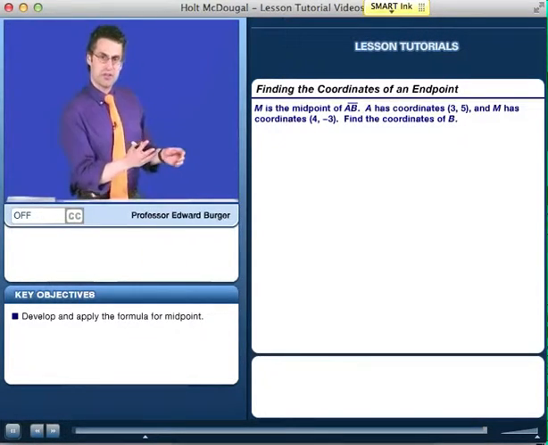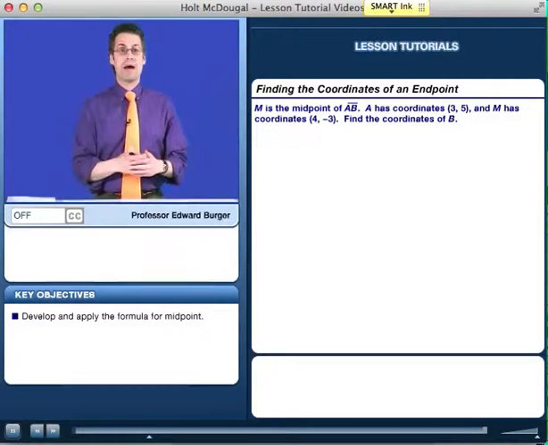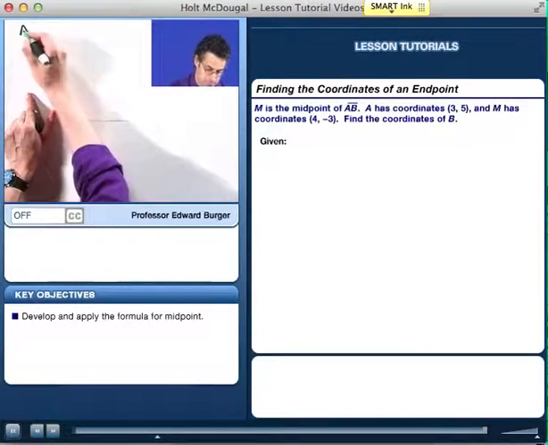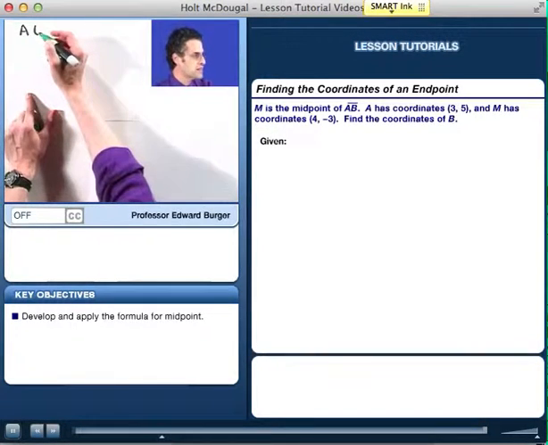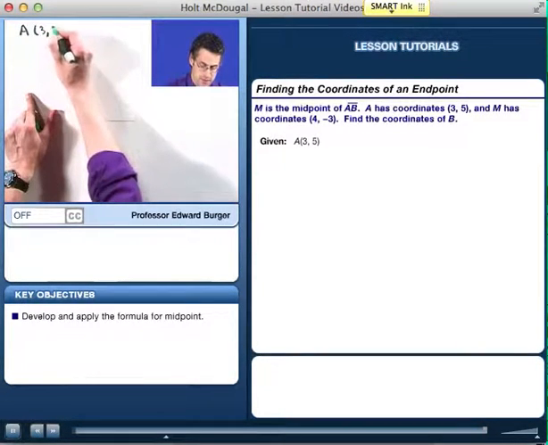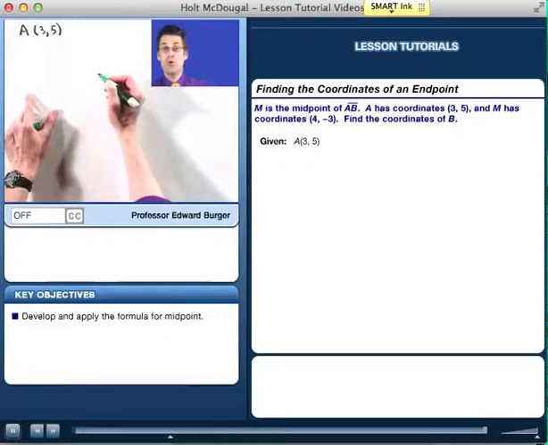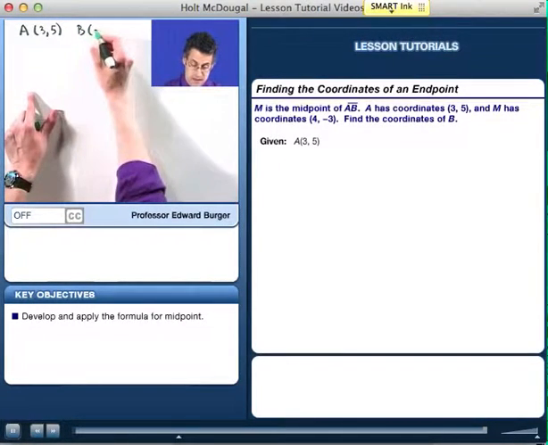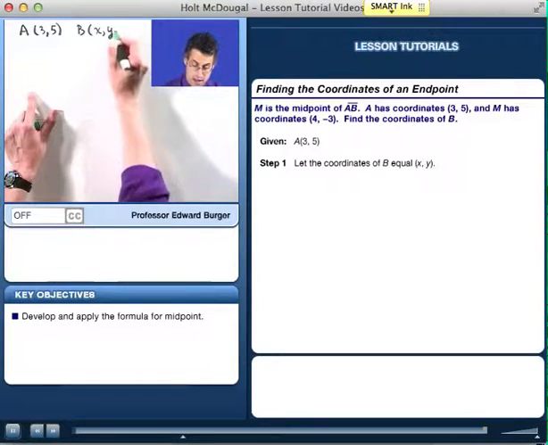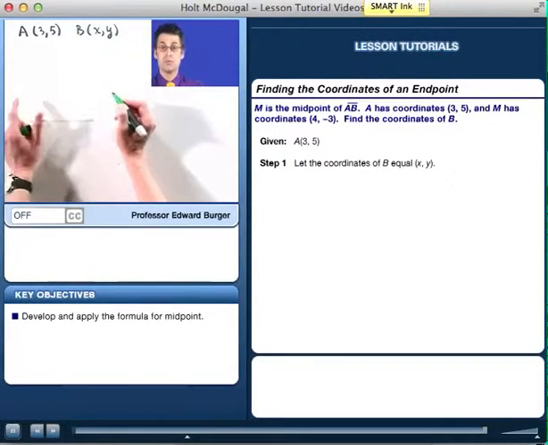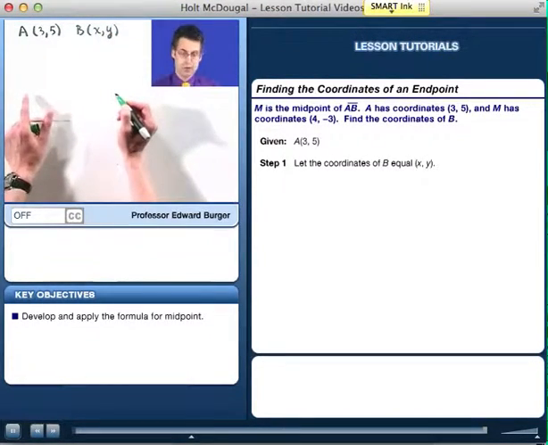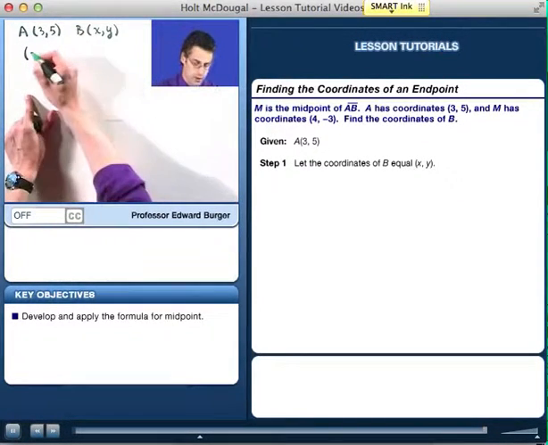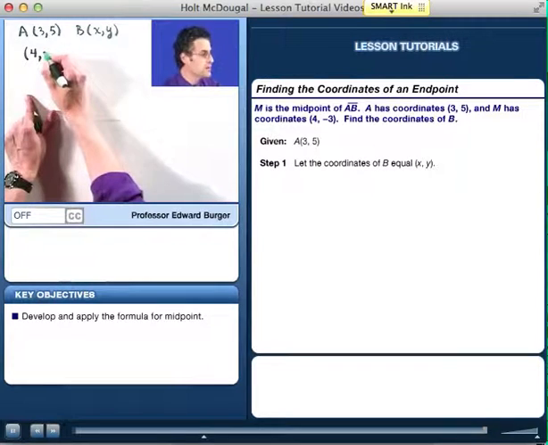How are we possibly going to do this? Well, we have to kind of work backwards with the formula. So we know that A has coordinates (3, 5). But we don't know what the coordinates for B are, so let's call those coordinates (x, y). Well, now what do we do? Well, we know the midpoint. The midpoint is given to be (4, -3).